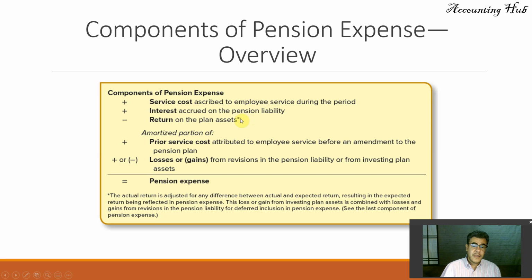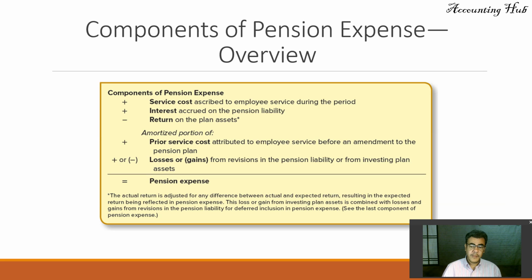However, here we have some topic. The actual return is adjusted for any difference between actual and expected return, resulting in the expected return being the pension expense. The difference between actual and estimated is a loss or gain. So the losses or gains from investing plan assets are combined with losses and gains from revisions in pension liability.